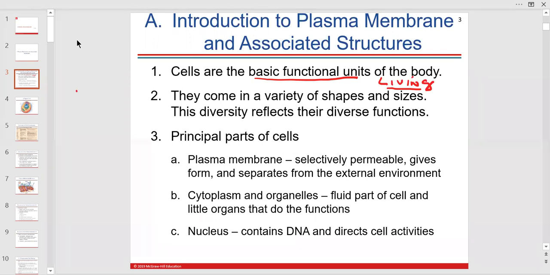And there's a variety of cells. You know the four tissue types: muscle tissue, nervous tissue, connective tissue, and epithelial tissue. That's a good place to start. Different shapes and sizes of cells, but within those four tissue types there are many different varieties of cells. Trillions of cells in our body, millions of different types too.